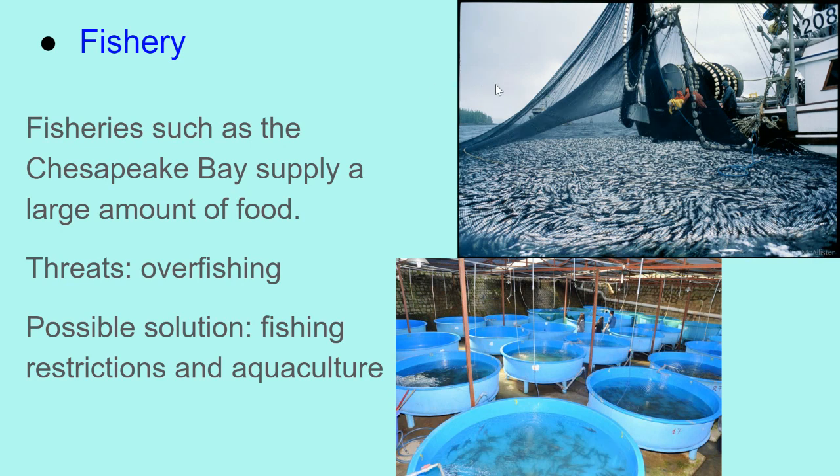You have to have a lot of policing of the water if you're going to enforce fishing restrictions. But one really great way to help with this fishery issue is aquaculture. Aquaculture is growing fish. It's basically fish farming.